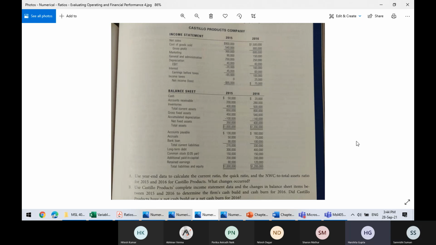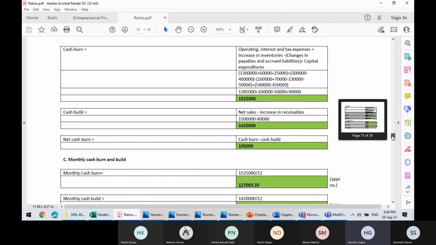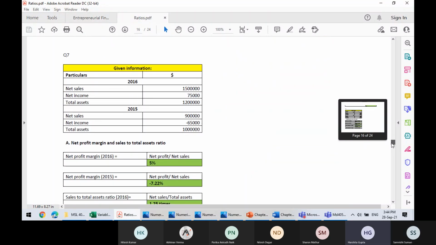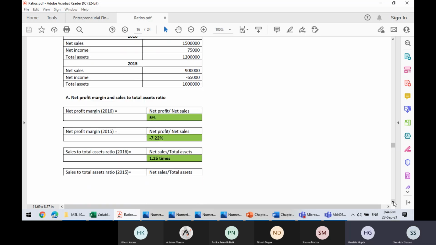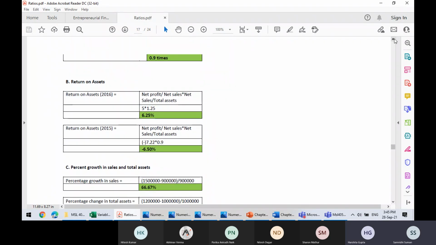If we can come to the solutions, I'll show you the calculations. You need to scroll down to question 7. That's how we calculated the net profit margin for 2016 and similarly for 2015. For the sales to total asset ratio, again, net sales divided by total assets, we can calculate it similarly for 2015 and 2016.